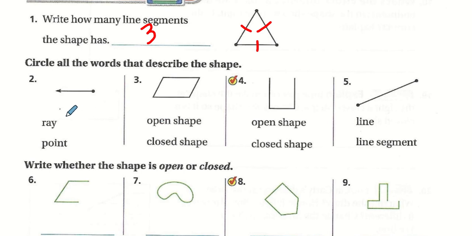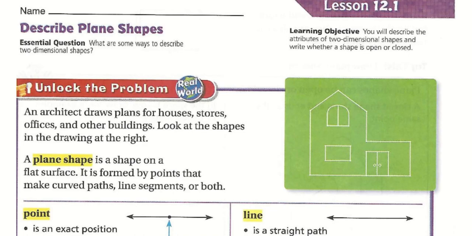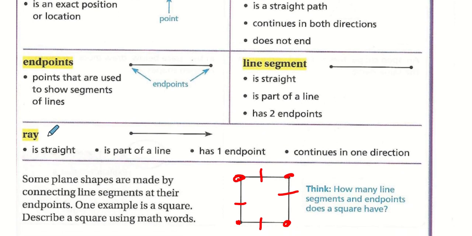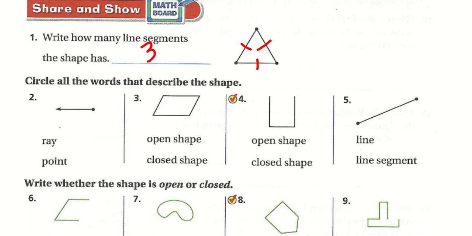Okay, so when we look at this, we see a ray. If you don't remember, if you look back at the front, we said a ray is a straight part of a line that has one endpoint and continues in one direction forever. So if we look at this, it does have one endpoint. It does continue in one direction forever, and it is straight, which means it is a ray. So we got to circle it.